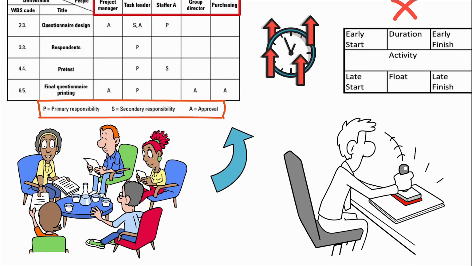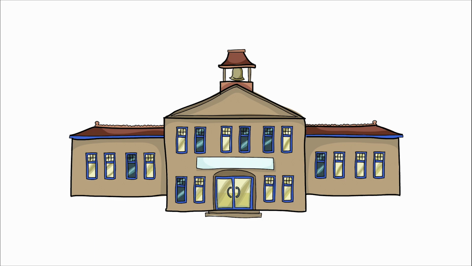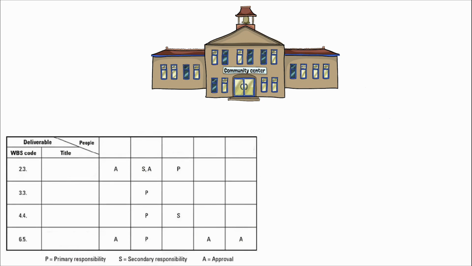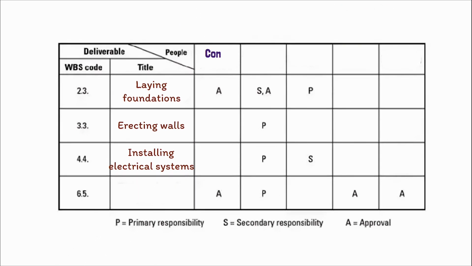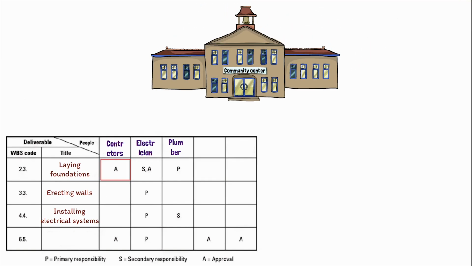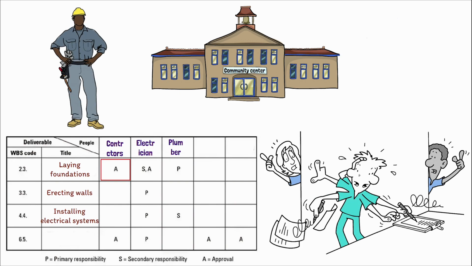Let's turn to a hypothetical example to bring this to life. Imagine we're constructing a small community center. Our RAM would list all the work packages like laying foundations, erecting walls, installing electrical systems, and so forth. Adjacent to these, we would have columns for different resources such as contractors, electricians, and plumbers, and we'd mark who is responsible for what. This tool is invaluable as it allows us to see where we might have resource overloads, too many tasks assigned to a particular resource in the same time frame.